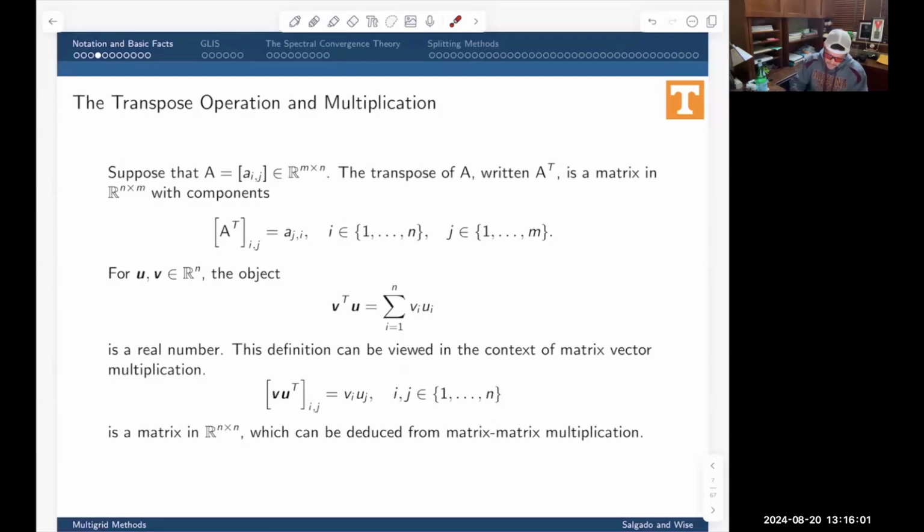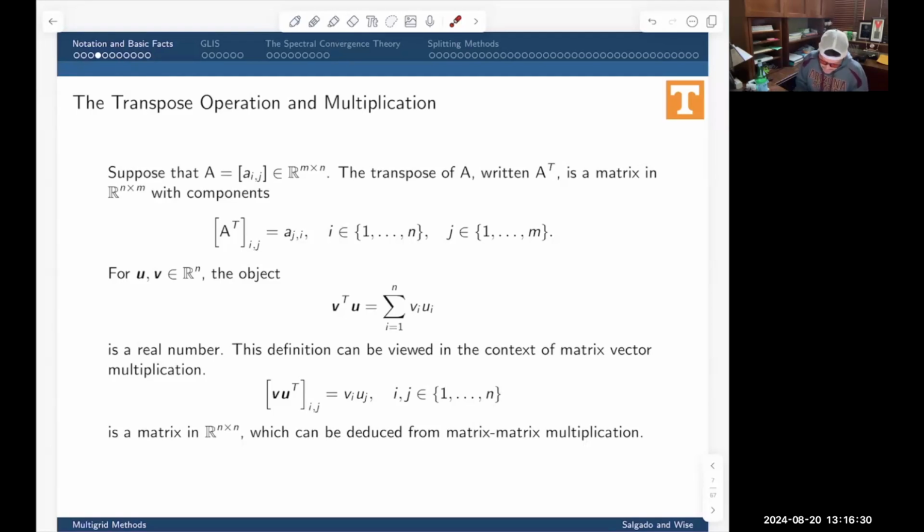Okay, so the transpose operation. This is all fairly elementary stuff. If I have a matrix and I want to take its transpose, the ijth element of the transposed matrix is just the jith element of the original matrix, right? I can use the transpose to define different types of products. And the way I think about this is I think about the vectors being row or column vectors, and then just thinking about this as standard matrix multiplication.